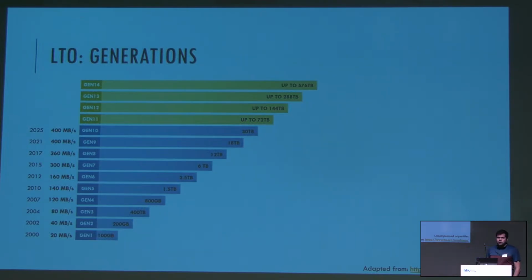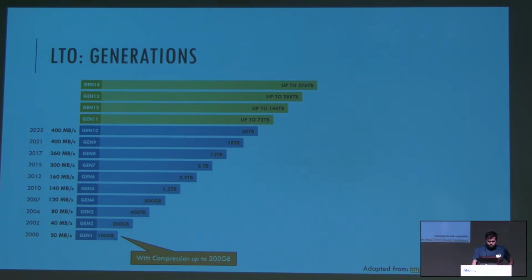And if you have a large data set, you're not only having a single drive, you have multiple drives, so you can scale up the throughput as well. My drive here is generation 6, so that's 160 megabytes per second, and that's already too much for a gigabit Ethernet connection. So I'm struggling a little bit to get my data to my NAS if I want to directly write it to a tape.